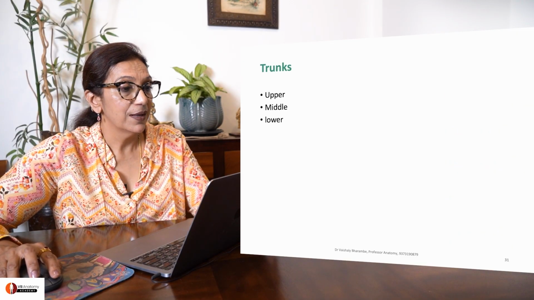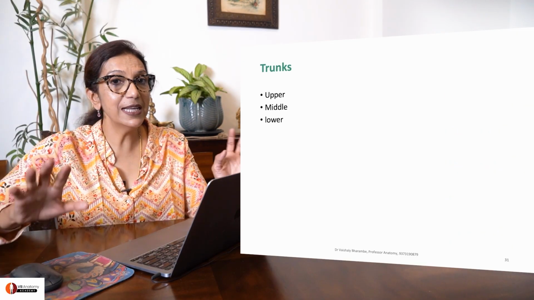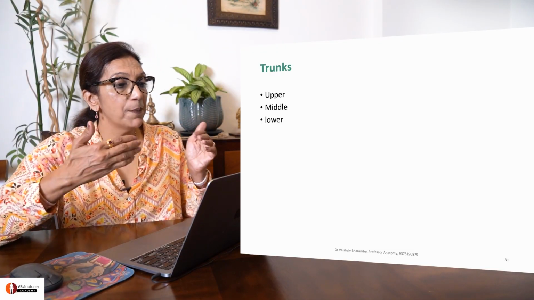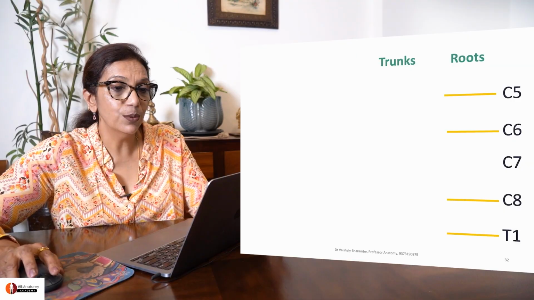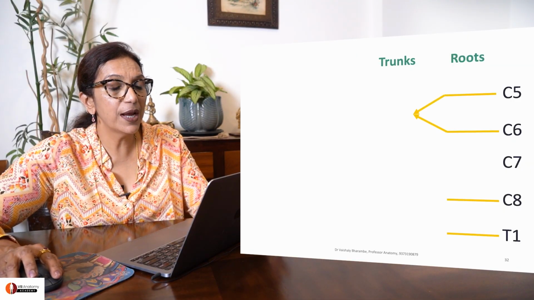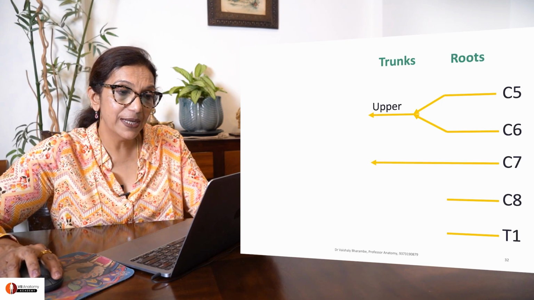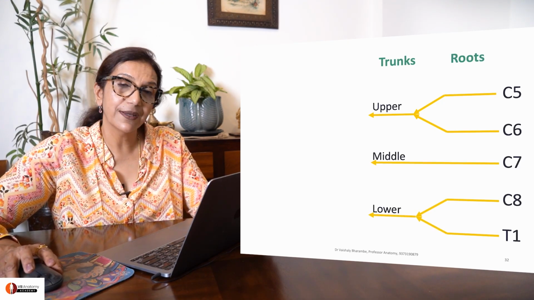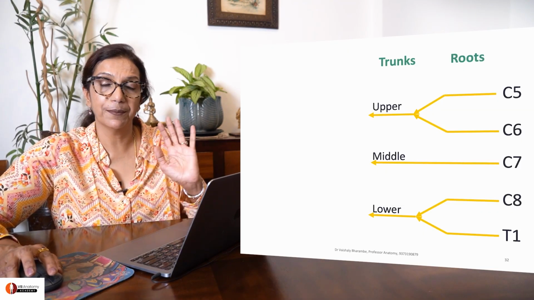Now, let's talk about trunks. These will variably unite to form 3 trunks. What are the 3 trunks? Upper, middle, lower. So, C5 and C6 unite to form the upper trunk. C7 continues as the middle trunk and C8 and T1 unite to form the lower trunk. Got it? Upper, middle, lower.